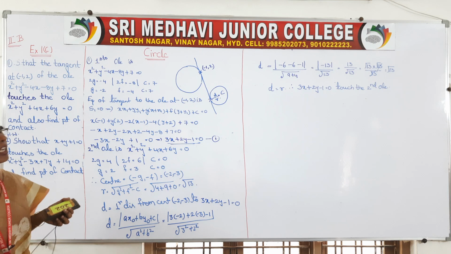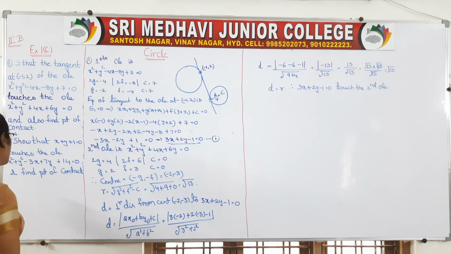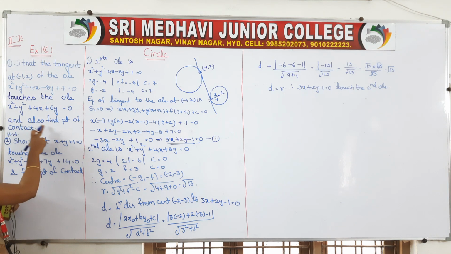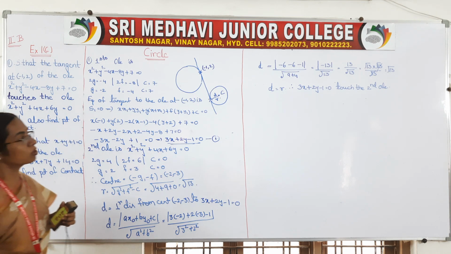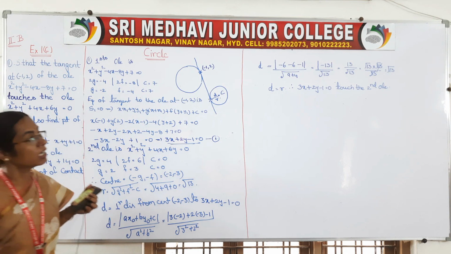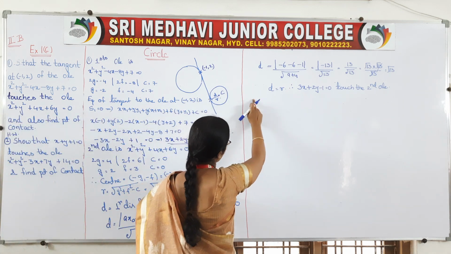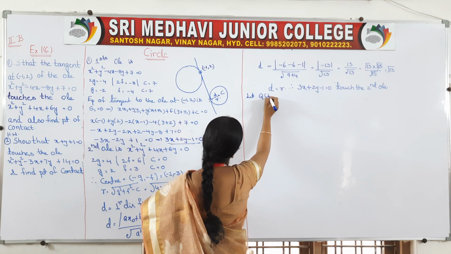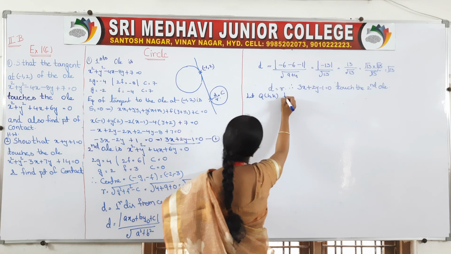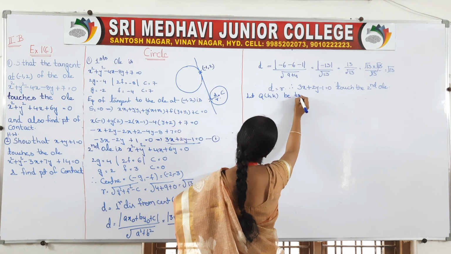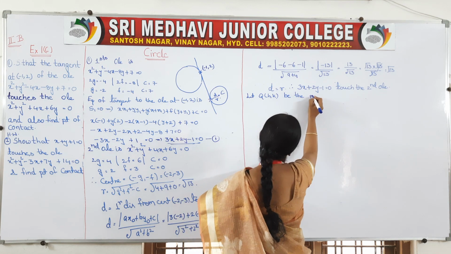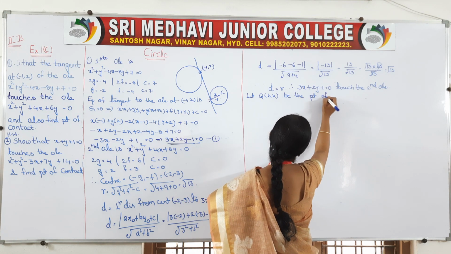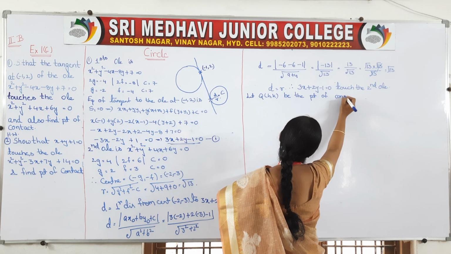So we got it. But the question, find the point of contact is also there. Also find the point of contact. A little bit lengthy question, but if you do it, it will come smoothly. So come on, let us take Q, H comma K be the point of contact.